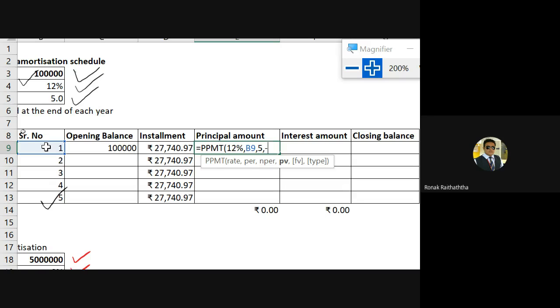See, this asks me the PV, which is the total amount of loan taken, right? So total amount of loan taken is 1 lakh rupees only in every scenario. It's not asking us the opening balance. It is asking us the amount of loan taken. So 1 lakh, minus. FV is optional, putting 0. Type is again optional, putting 0. Closing the bracket. And this is how my syntax must look.